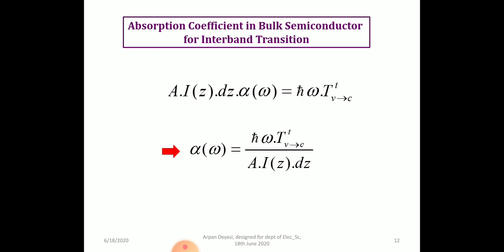So if you equate both the sides, then area multiplied by intensity multiplied by dz into alpha, that is h cross omega T. So you can very easily find out the value of alpha, which is h cross omega transition by AI into dz. So it's a very simple calculation and you will get the value of alpha.